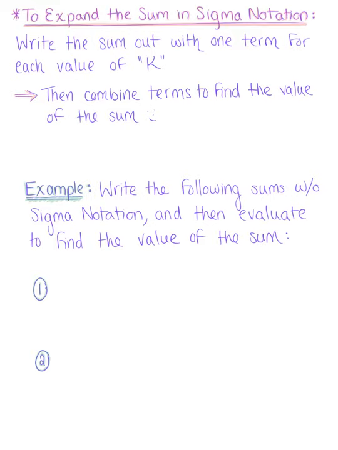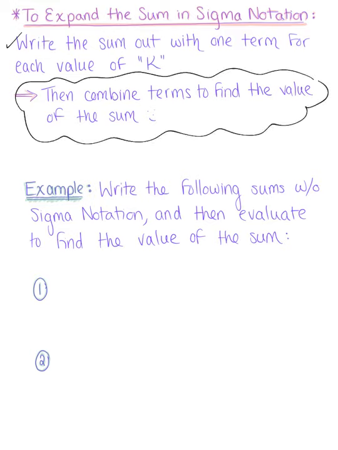So first we want to go ahead and explore how to expand the sum in sigma notation. To expand the sum in sigma notation, we want to write out the sum with one term for each value of k. We're then going to combine all the terms to find the exact value of the sum. And so to warm us up, let's think about two examples here.